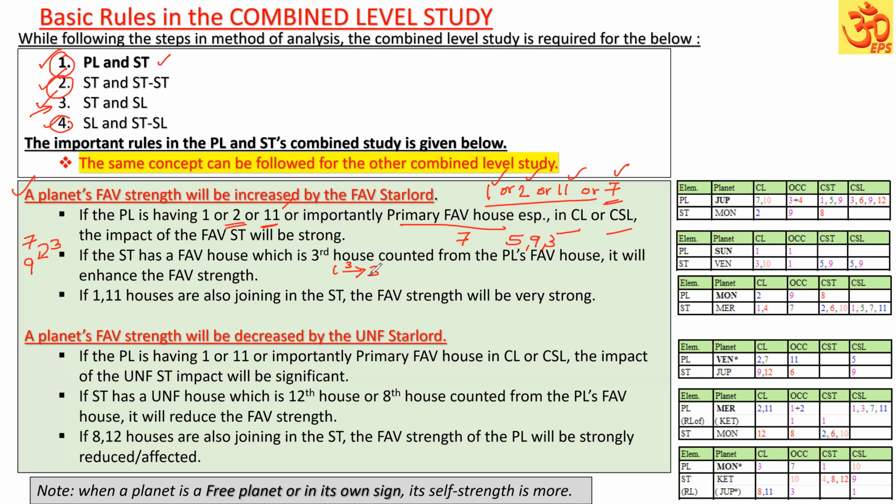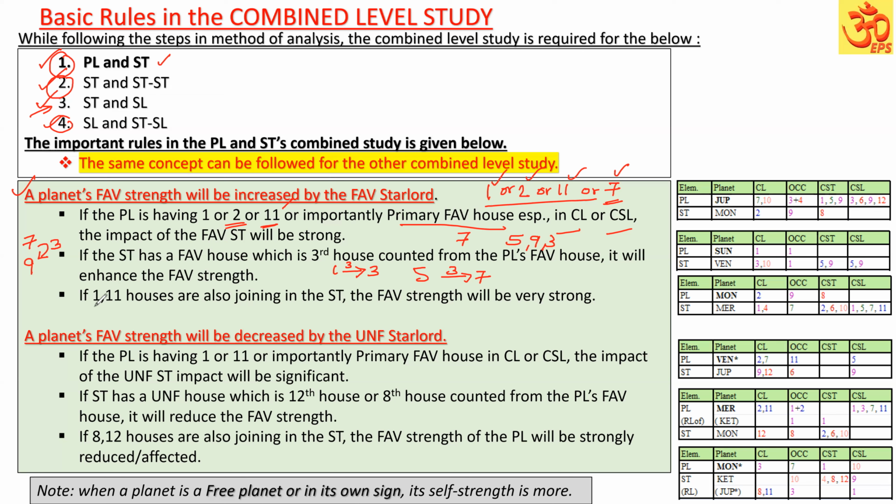So 1 and 3 combination. Suppose fifth house is there. Third house to the fifth house is seventh house. That way, if third house from the prime, any favorable house in the self, in the planet level, is present in the star lord, that is going to improve the intensity or the strength of this house matters.